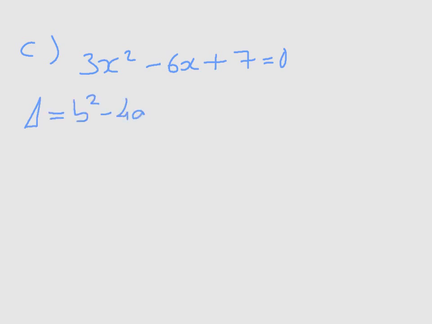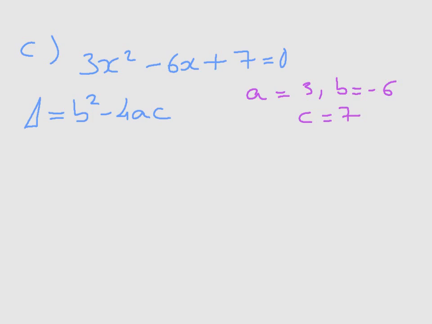We now turn to the final equation. We had c, and that was 3x squared minus 6x plus 7 is equal to 0. So again, we start by calculating delta. Delta is equal to b squared minus 4ac. And once more, I can see that there are negatives inside this quadratic, so I'm going to go ahead and look at all the coefficients. I can see that a is equal to 3, b is equal to negative 6, and last but not least, c is equal to 7.